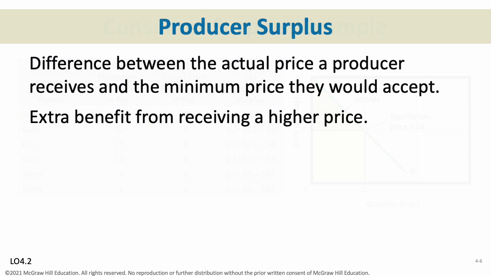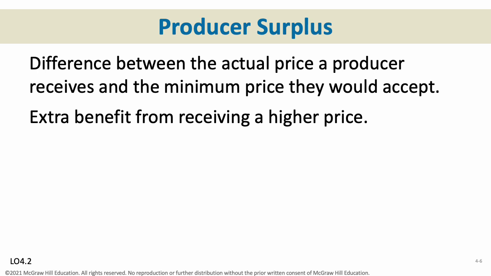On the other end of the coin, we have what is known as a producer surplus. And a producer surplus is the difference between the actual price a producer receives and the minimum price they would be willing to accept. Let's say you're going to sell your car and it's an old used car, you'll take $3,000 for it, but someone offers you $4,000 for it. In that case, you would get a producer surplus of $1,000. You got $1,000 more than you were willing to let the car go for.